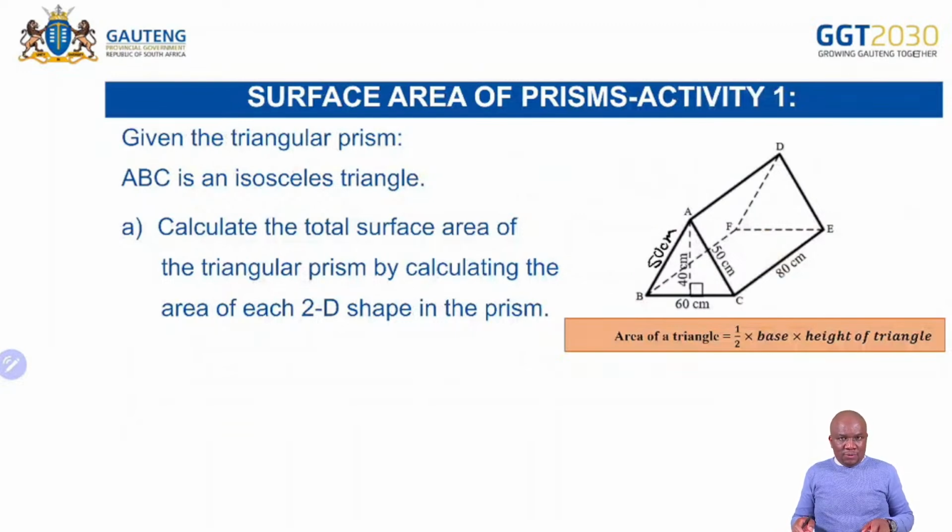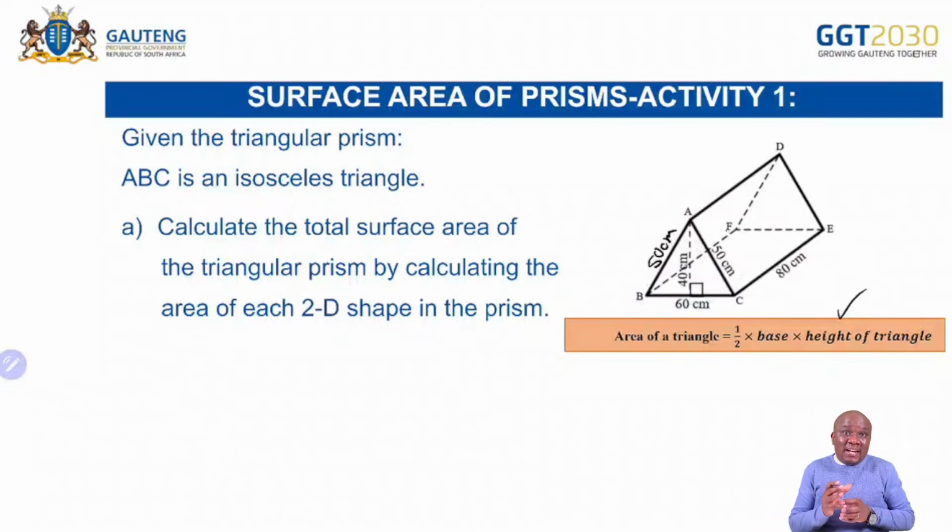Because of time, let me explain this. I know you want to do your activity, but we're left with 7 minutes. Let me explain this, and then I'll give you time to write notes. So we want to calculate the surface area by finding the area of each 2D shape. We have two triangles, ABC and DFE. How do we find the area of a triangle? Half times base times height. Our base is 60, our height is 40. The height of the base, not the height of the prism. The height of the prism is CE, which is 80 centimeters.